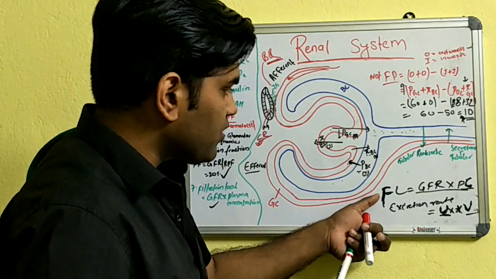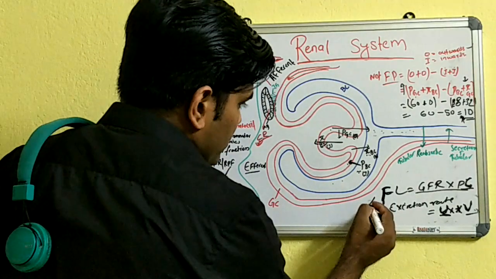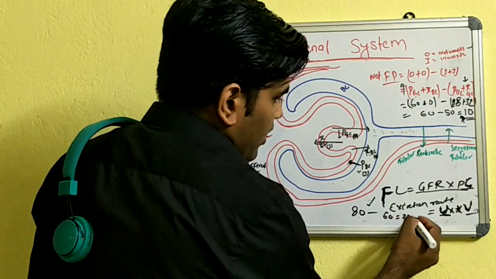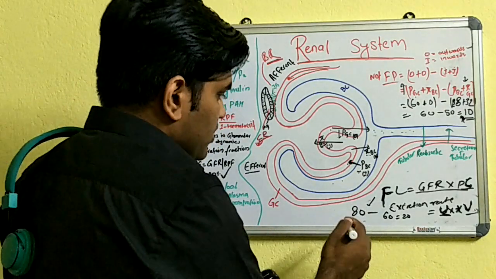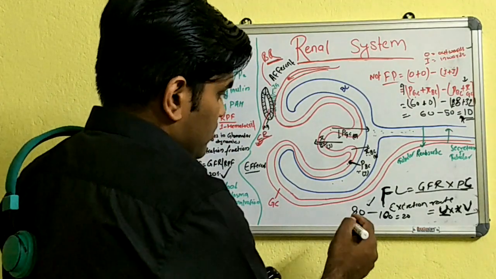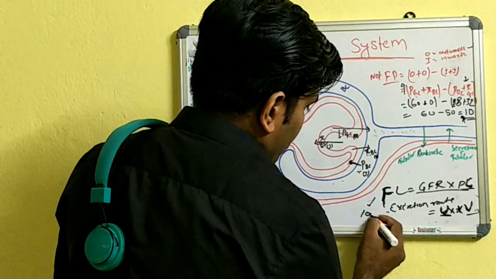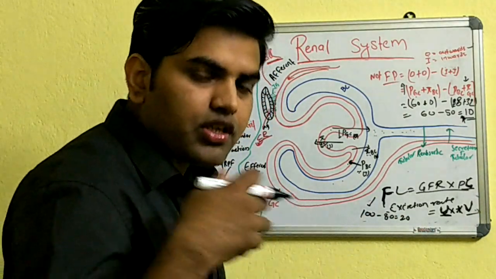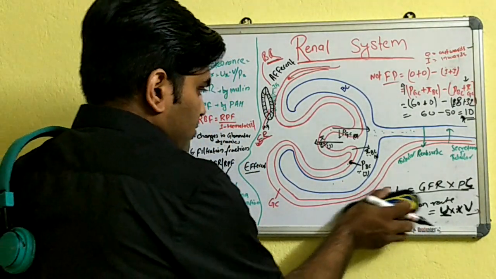Now, if we want to know whether any substance is reabsorbed or secreted, that can be known from here: filtration minus excretion. Suppose filtration load is 80 and excretion is only 60, so 20 has been reabsorbed. That you have to understand. If filtration is 80 but excretion you have found is 100, then it is just the opposite, so we subtract 100 minus 80, which is 20. That means 20 has been secreted into the urine. That is important. So we have understood that also.